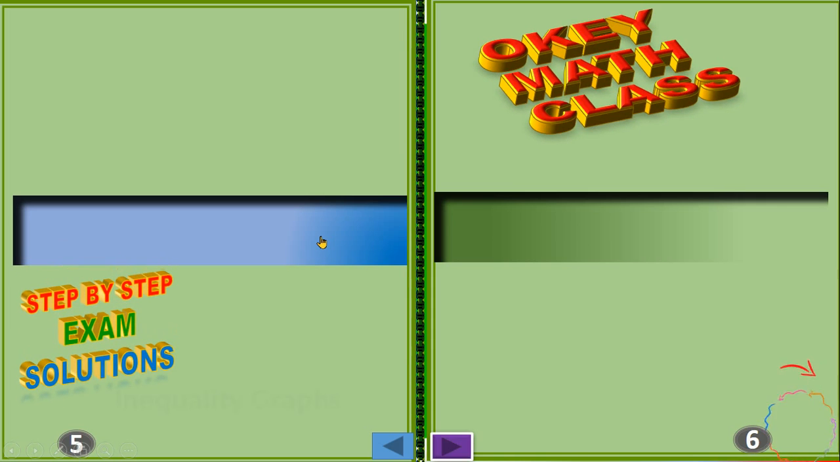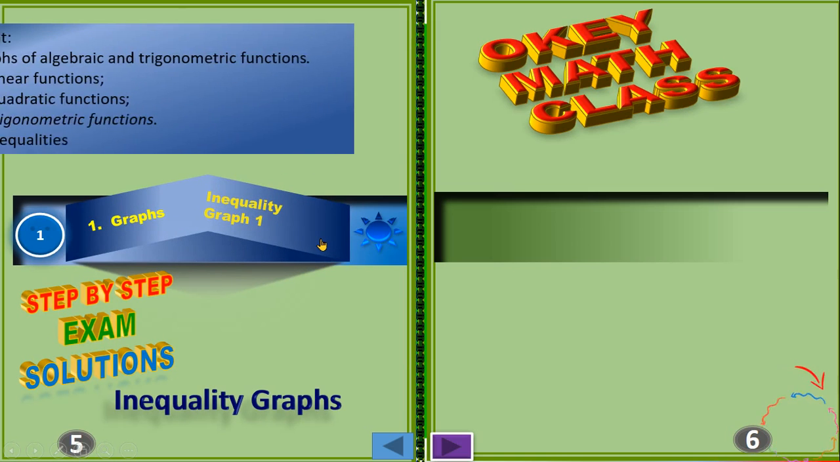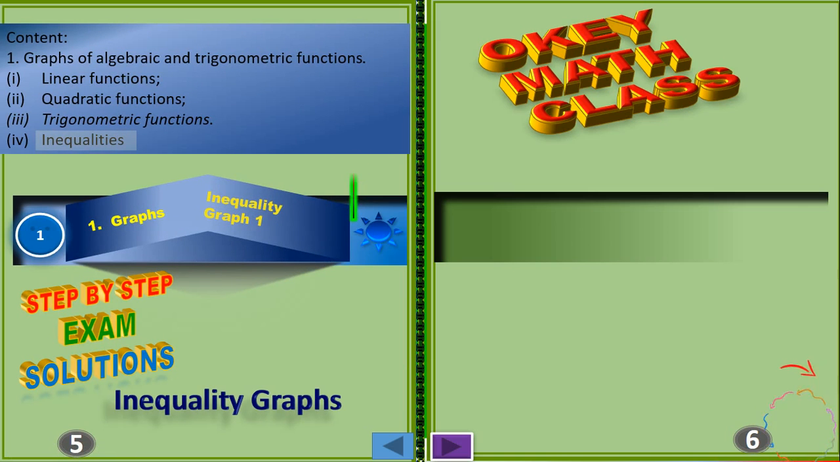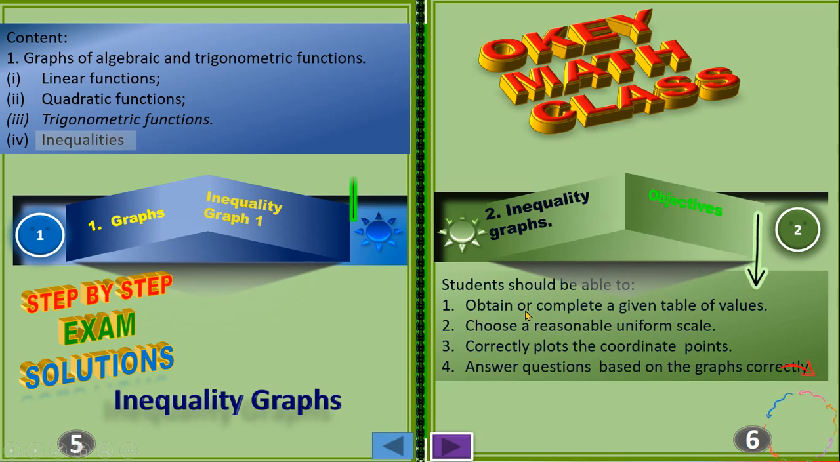Okay, math class, step-by-step exam solution to inequality graphs. In this series of presentations, we will be looking at graphs. We have gone through graphs of linear functions, graphs of quadratic functions, graphs of trigonometric functions, and now we are in graphs of inequalities. Our objectives still remain: 1, obtain or complete a given table of values. 2, choose a reasonable uniform scale. 3, correctly plot the coordinate points. 4, answer questions based on the graphs correctly.